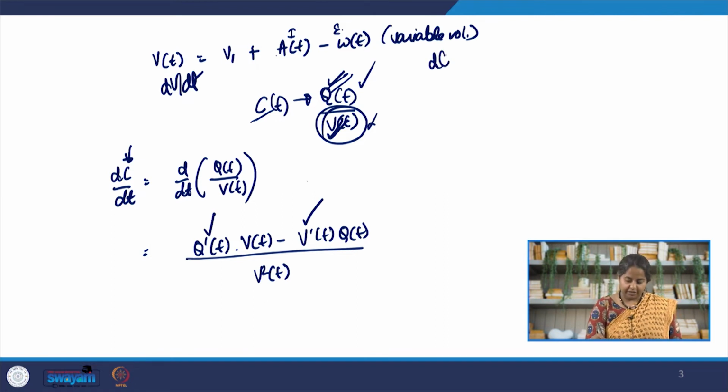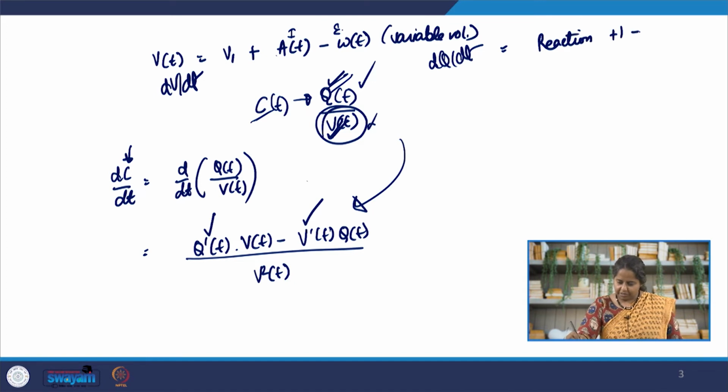So, we need dQ by dt. We need both of these terms, we need to put them in here, and then we will get dC by dt for any given kind of contaminant, the rate at which the concentration is changing with time. Now, notice dQ by dt is very easy to figure out. dQ by dt is any kind of reaction happening in the tank plus influent minus effluent, right?